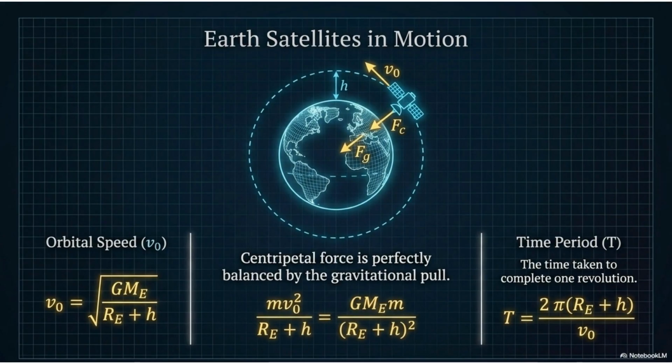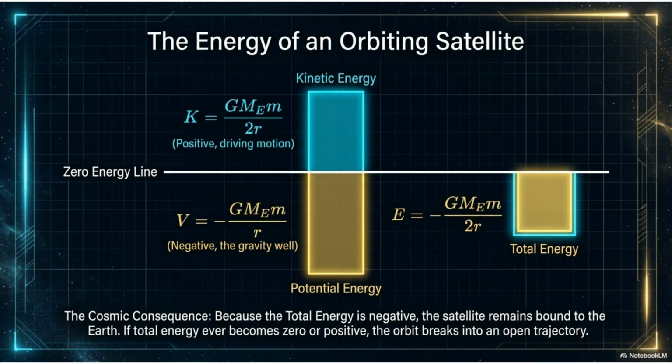For satellites in orbit, the centripetal force is perfectly balanced by the gravitational pull. This relationship allows us to calculate the orbital speed and the time period required for a satellite to complete a single revolution. An orbiting satellite possesses both kinetic and potential energy.